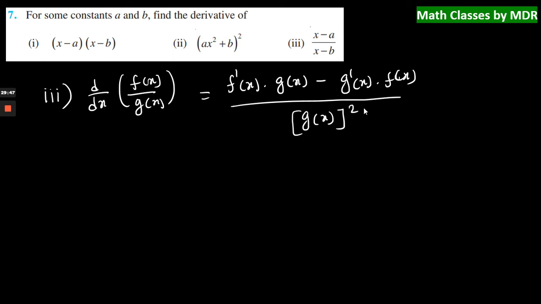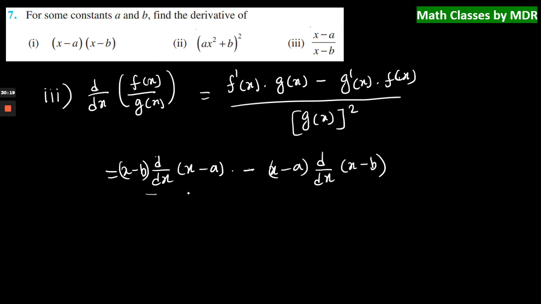or you can write in terms of u and v also. So what we get? F prime x is the derivative of x minus a, can I write like that? Yes, let me write it. One more step, d by dx of x minus a into x minus b. We have to get x minus b into d by dx of x minus a, minus f of x, which is x minus a, into d by dx of x minus b, the whole divided by x minus b whole square.